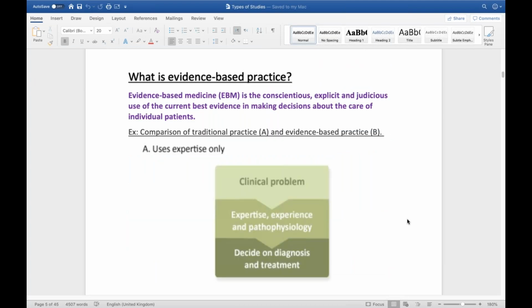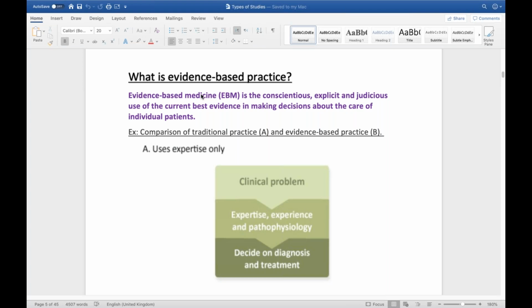What is evidence-based practice? That's the definition of evidence-based medicine. And to be honest, don't try to understand it. It's just very complex, basically. Evidence-based medicine: conscientious, explicit, judicious use of current best evidence making decisions about care of individual patient. If it came in any exam, and you find conscientious, explicit, judicious, just choose it, okay? In the multiple choice question, if it's just asking you about the definition of evidence-based medicine.